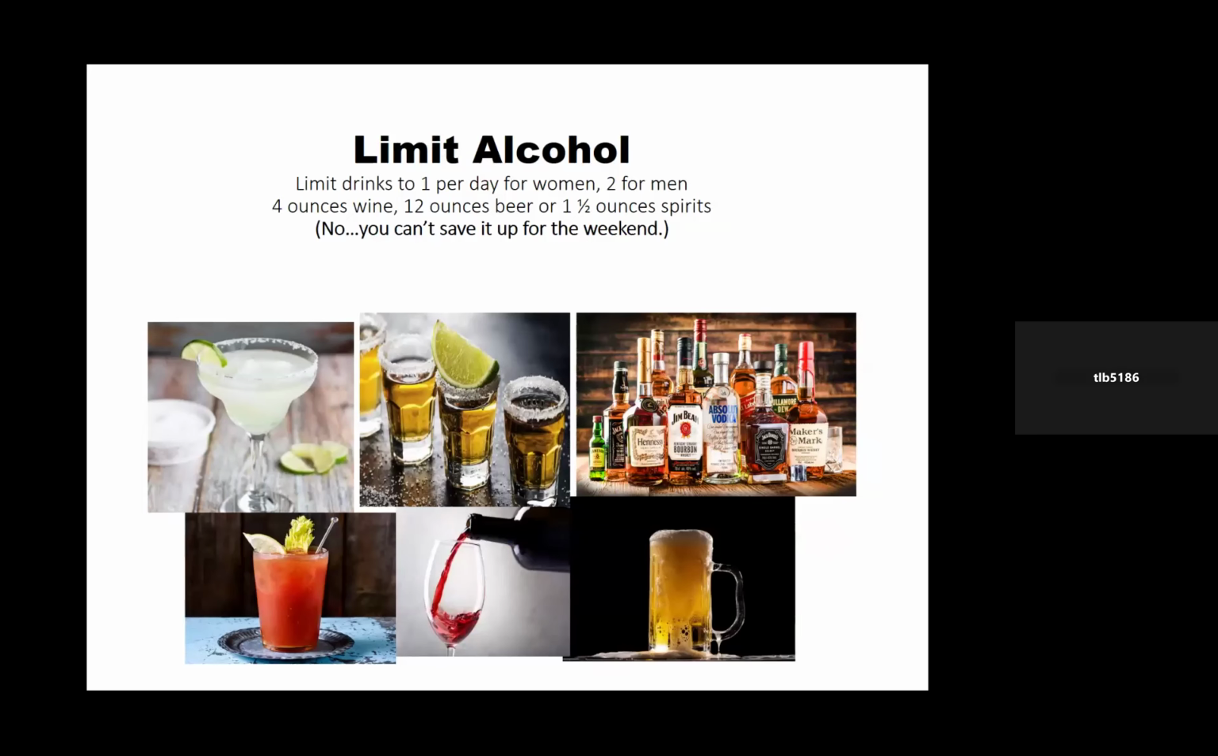We need to limit our alcohol consumption. As you can see here, I give you the limits. For women, we get one 4-ounce glass of wine, one 12-ounce can of beer, or 1.5 ounces of spirits. That's one shot, ladies and gentlemen. And for men, you get twice that. And no, you can't save up for the weekend, guys. I'm sorry to tell you.